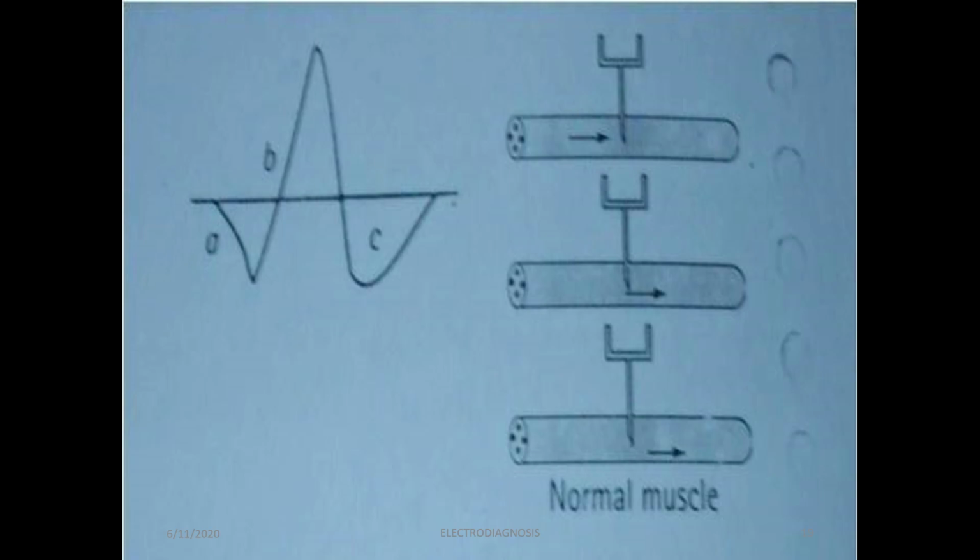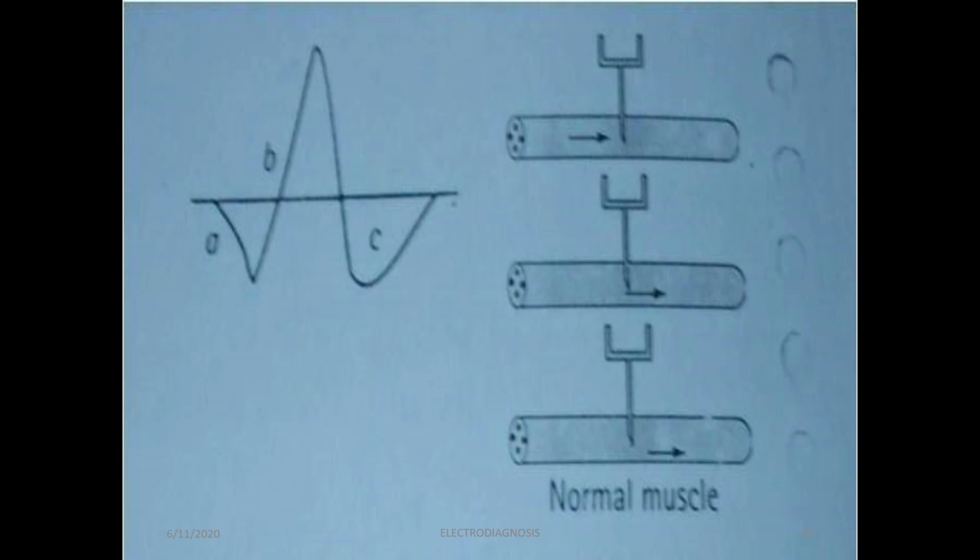Now these are phases. So here you can see 3 phases, and you have turns also. So here it is a turn. Turn means it is changing its direction without touching the baseline, and phase means it is changing its direction after touching the baseline.